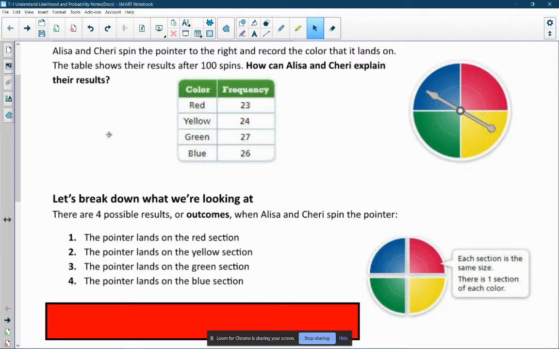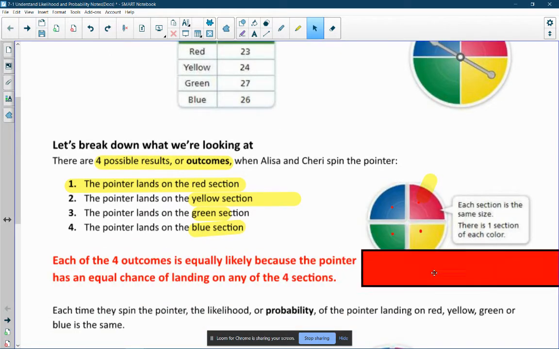There are 4 possible results, or outcomes, when we spin the spinner. I'm going to highlight this: 4 possible outcomes. Outcome number 1, the spinner lands in the red section. Outcome number 2, yellow section, 3 green, 4 blue. So an outcome is a result. When you spin this spinner, you can land in one of 4 places. One of 4 spots.